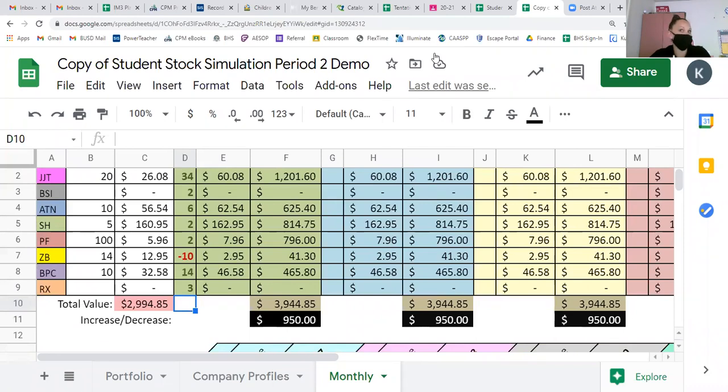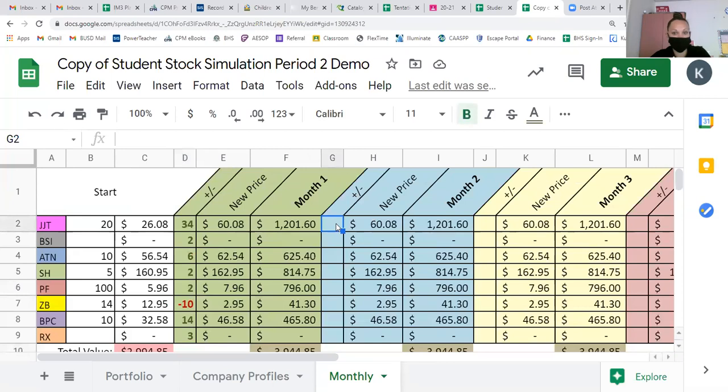Do we get what we're doing? Does it make sense? Because I'm not going to keep going back and forth with this example. So now I'll go to month 2 and you'll type in here.